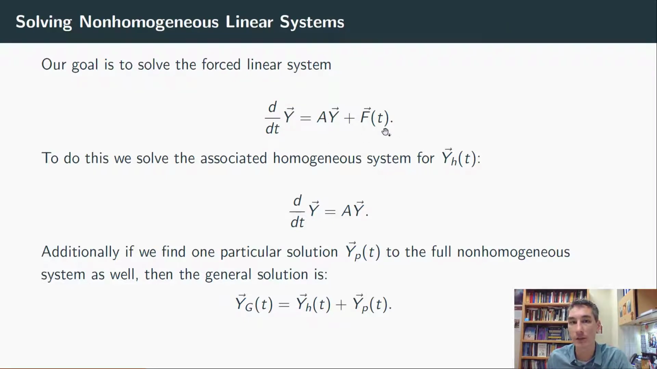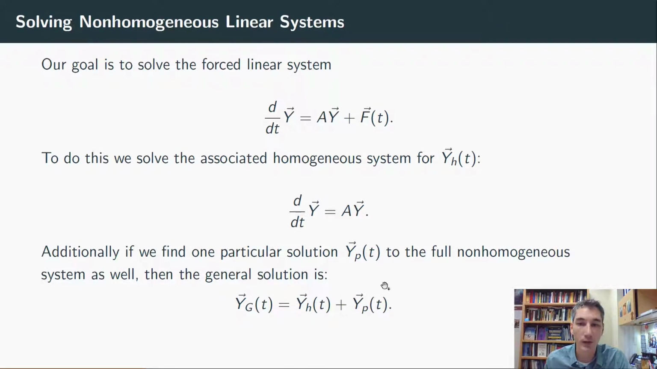plus some kind of forcing term, so that makes it non-homogeneous. And the question is, can we solve this? And the answer is yes, if we can find a particular solution. Because it's linear, we are able to use superposition. We're able to add a homogeneous solution with a particular solution to get the general solution.